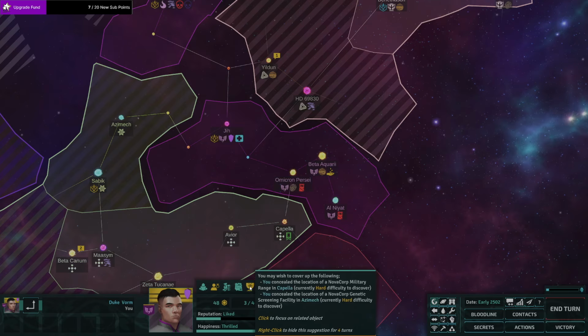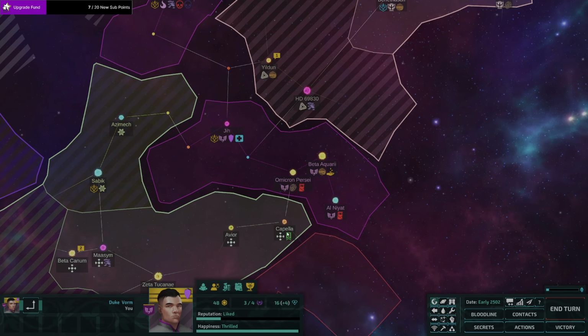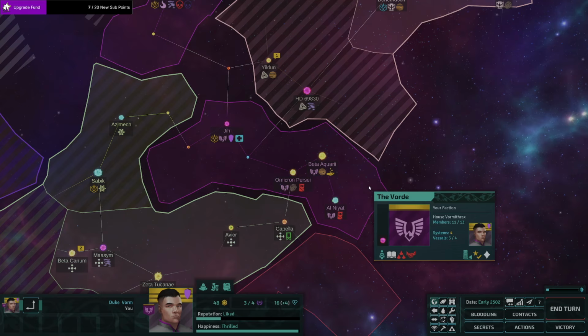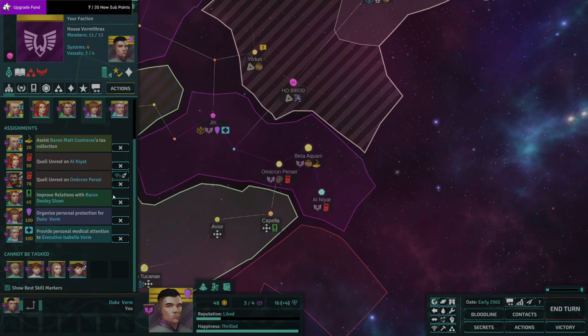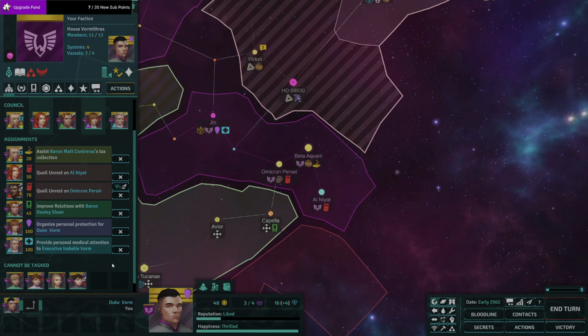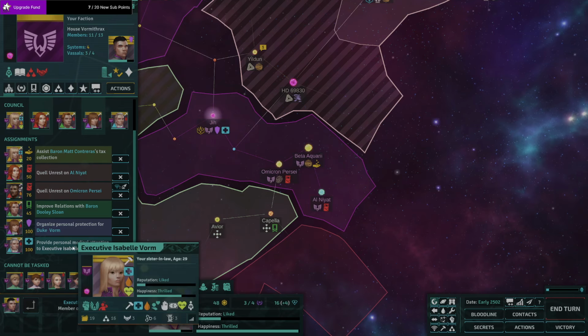I think it actually should say you may wish to reveal the following because we've already concealed them. We don't want to cover up things we've already concealed. Whatever. Get rid of you two. I'm not going to have mom get married, and we'll leave these up. All right. I still think we're fully tasked out. I'm going to keep quelling, keep tax collecting.